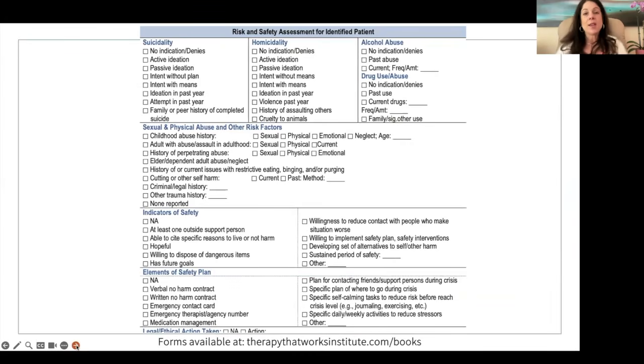Okay, so you can see here, and normally what you will need to check off in most organizations where you work is that there's no indication or the client denies it, right? So you can see all the different options here, looking at the history of sexual and possible physical abuse, other risk factors. And then it's good to always document indicators of safety. So what's going on that makes you think they are safe and don't need to be hospitalized? And if you do have a safety plan, what are the types of things that are in it? You can use this checklist to document it all or help guide you if you're working in someone else's paperwork system. But this gives you a nice place to start.